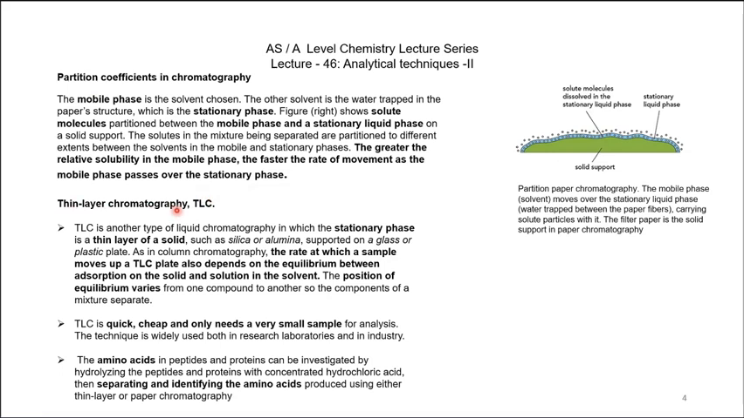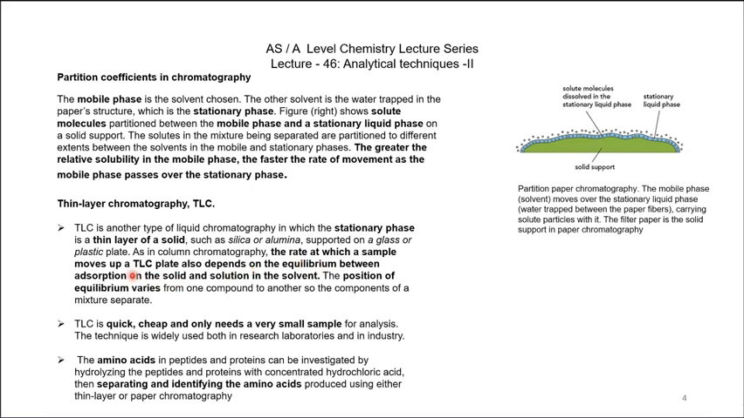Thin layer chromatography is another technique of chromatography. In this, the stationary phase is a solid, a thin layer of solid. And what sort of solid? Either we take silica or alumina, and the silica or alumina is supported on a glass or plastic plate.